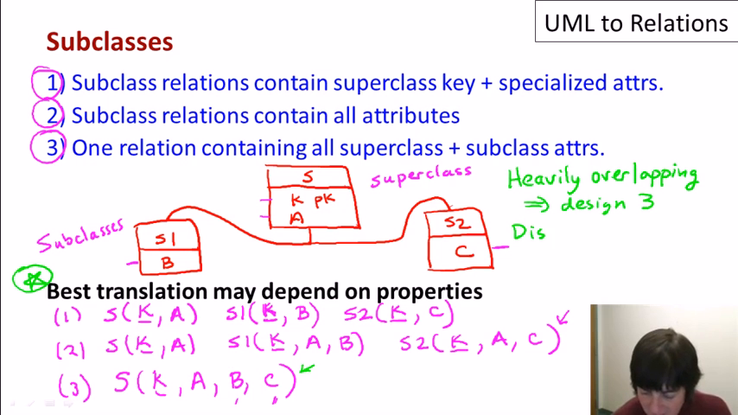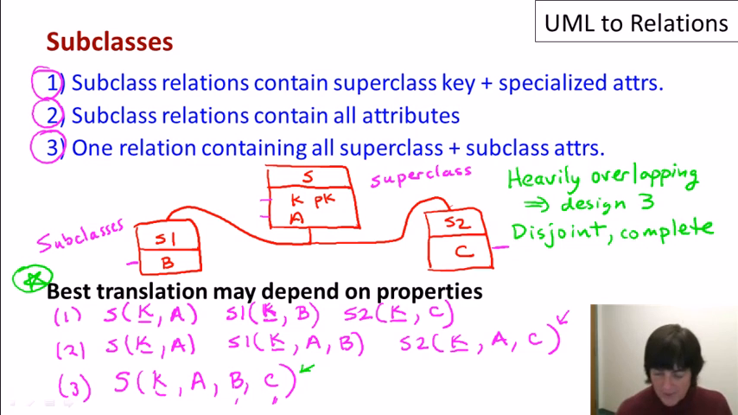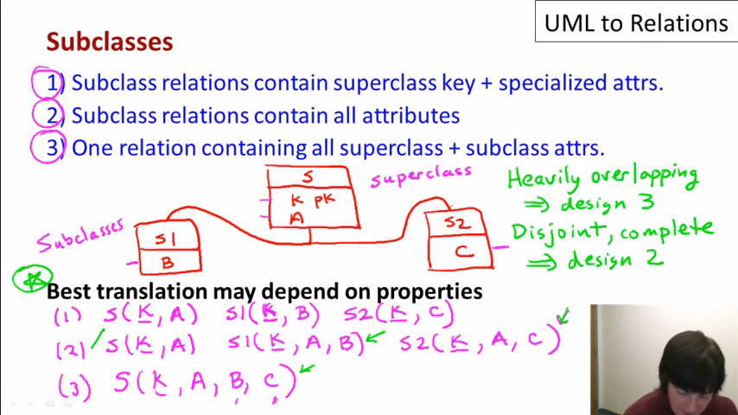On the other hand, let's say that we have a disjoint, and furthermore, let's say it's complete. So we have every element being in exactly one subclass, and there are no elements that are in just the superclass. So in that case, we might like to use design 2, because design 2 puts each object in its individual subclass relation. And furthermore, since it's complete, we could actually, in this particular case, get rid of the first relation. We wouldn't need that. And so the best design would be number 2, modified to only have the subclass relations.